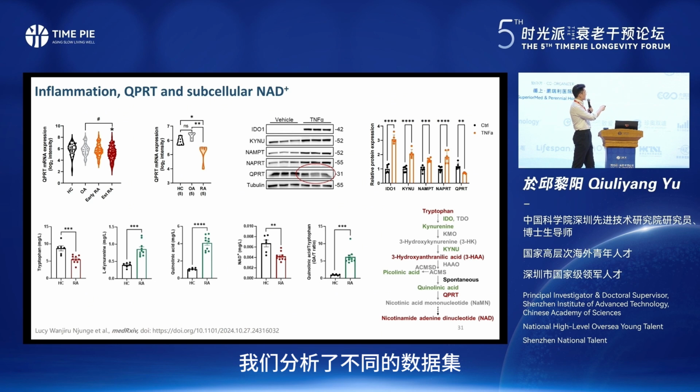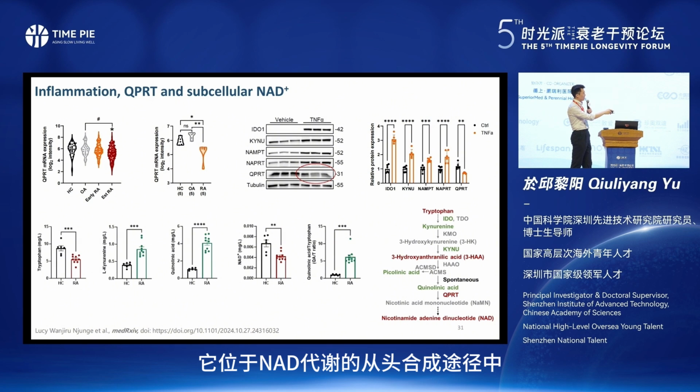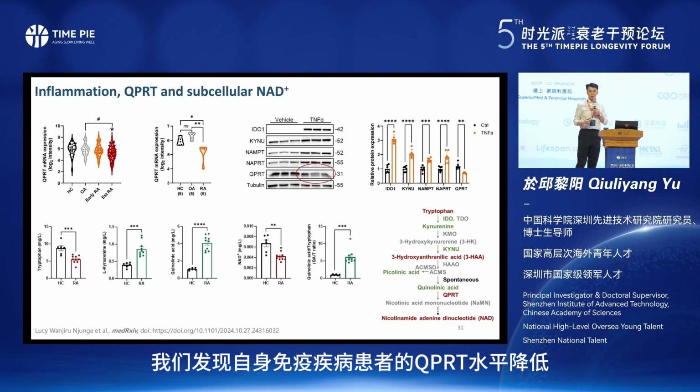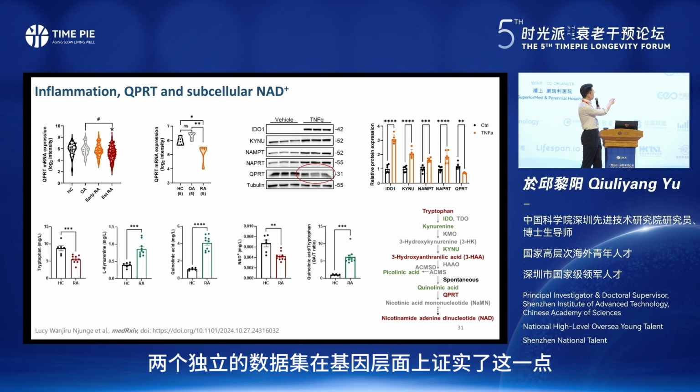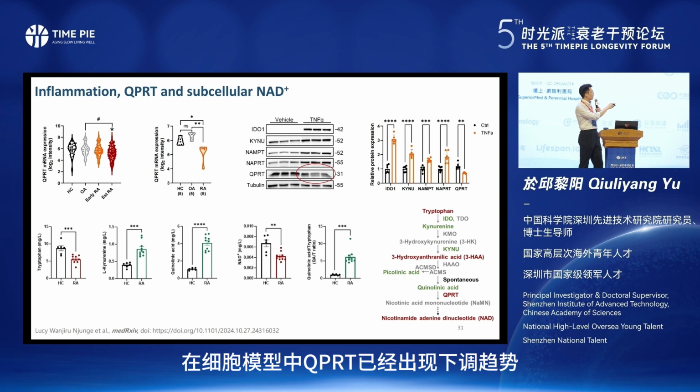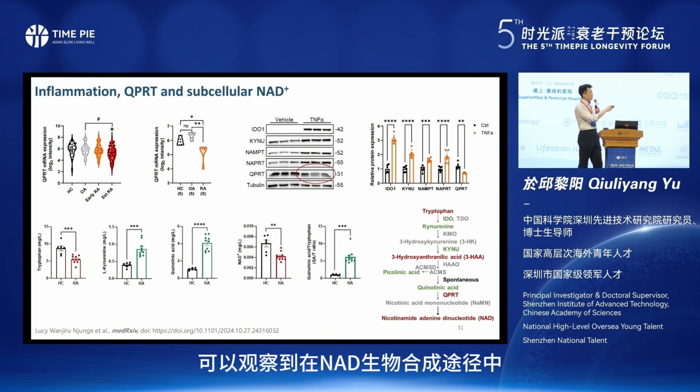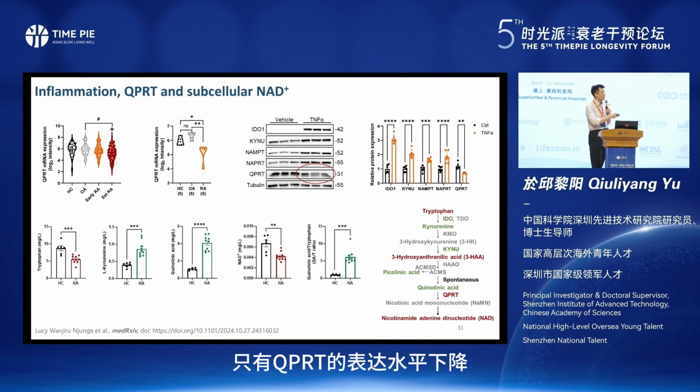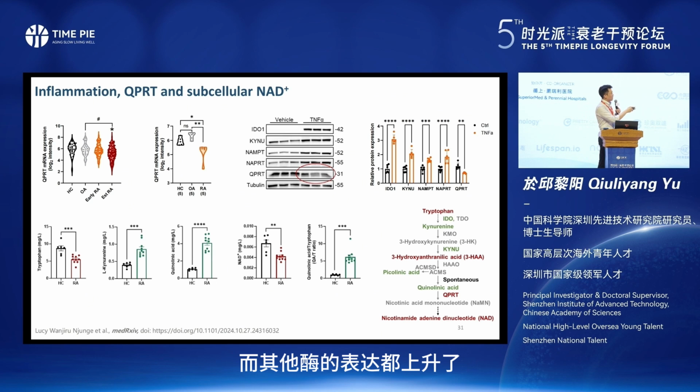We looked at the different RA data sets and found a specific enzyme, QPRT, in the de novo pathway of the NAD metabolism here. We found that QPRT decreases with autoimmune disease. So two independent data sets demonstrate this on the genetic level. This is already downregulated in our cell models. So when we treat the cells with TNF alpha, we can see QPRT is the only enzyme that declines in the NAD biosynthesis. The other enzymes all went up, but QPRT went down.